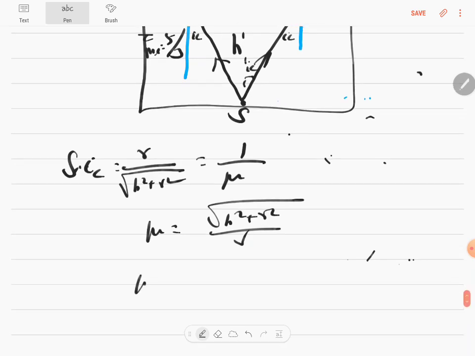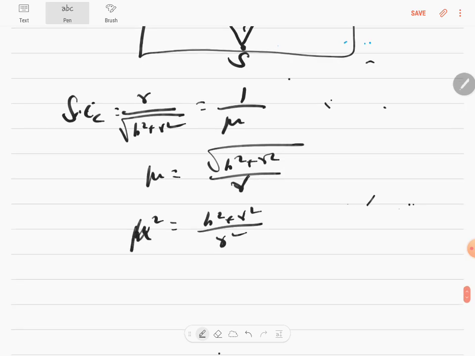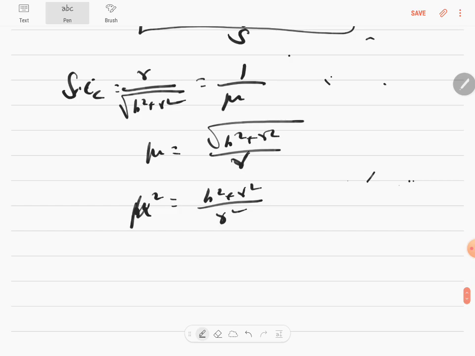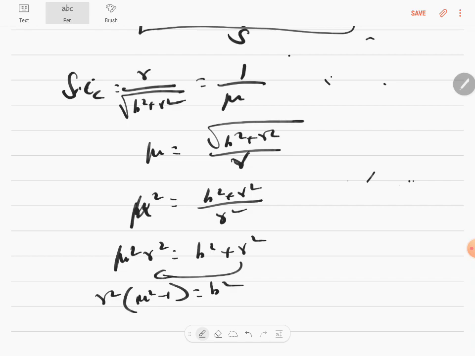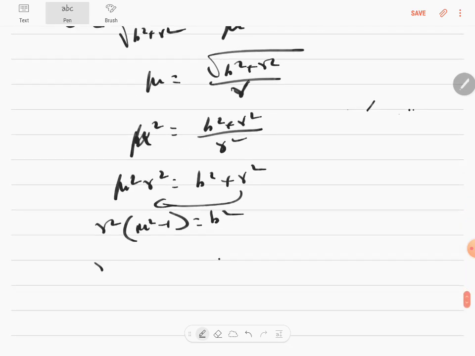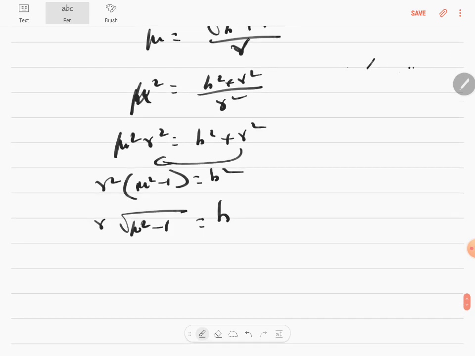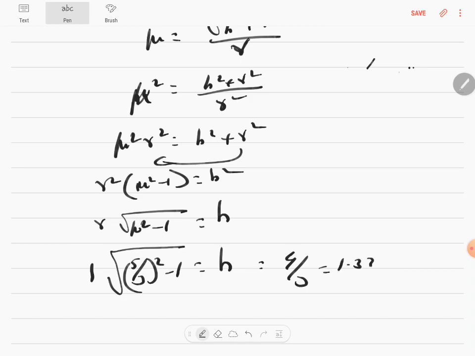Then you can square both sides, so you get mu square is equal to h square plus r square by r square. Squaring both sides, because with the root it's hard to find the answer. Then cross multiply: mu square into r square is equal to h square plus r square. Consolidate: r square into mu square minus 1 is equal to h square. With this, you can take a square root, and h is equal to root of mu square minus 1. So we can find h. You know the radius is just 1. Refractive index is given to be 5 by 3, the whole square minus 1, which will give you your height h. The answer for this is 4 by 3 or 1.33 centimeter.